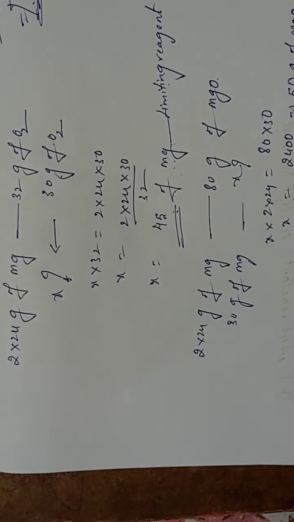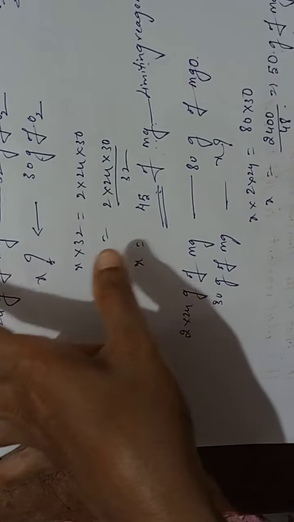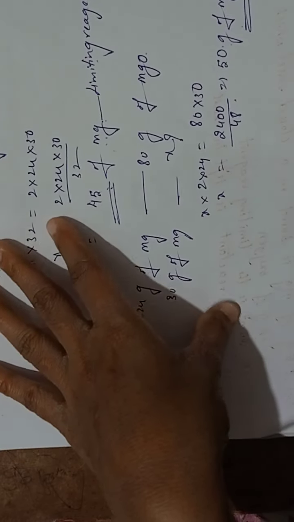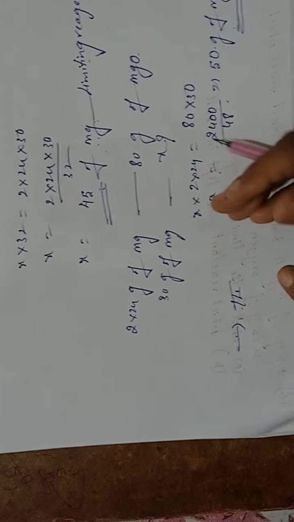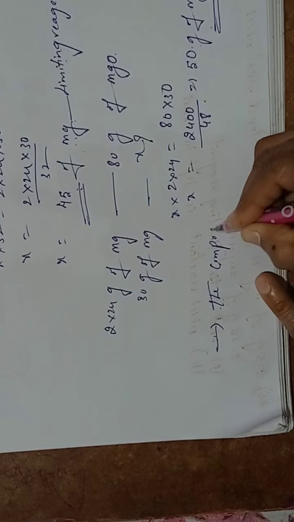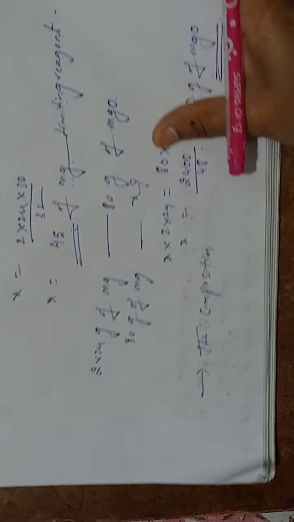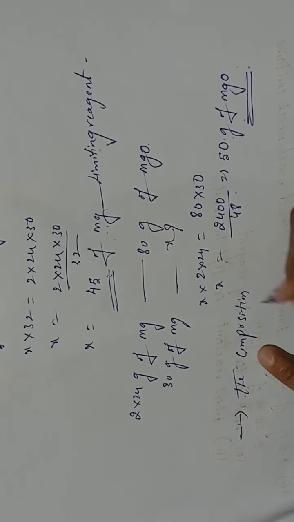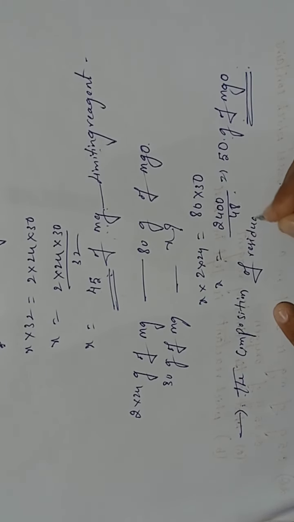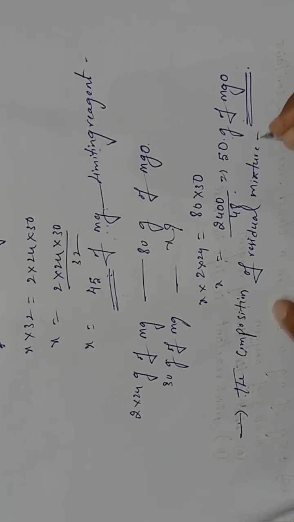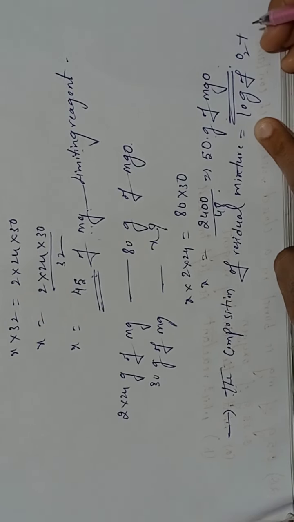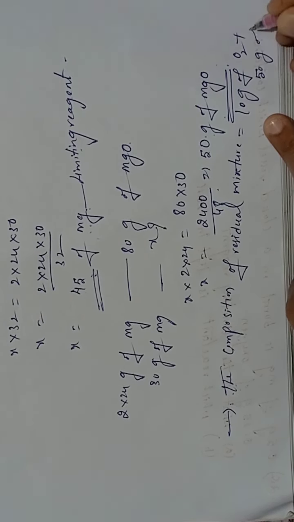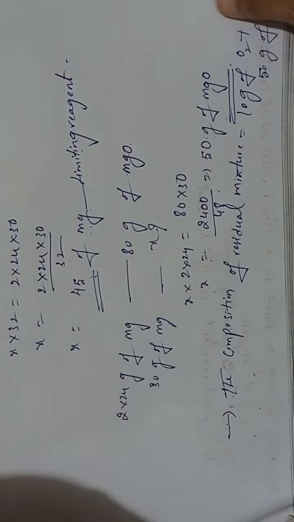So finally what we can say, students, 50 grams of magnesium oxide. So here you have to write finally the composition of the residual mixture is equal to 10 grams of oxygen plus 50 grams of which one, students? 50 grams of MgO. Clear? So like this you have to find it, students.